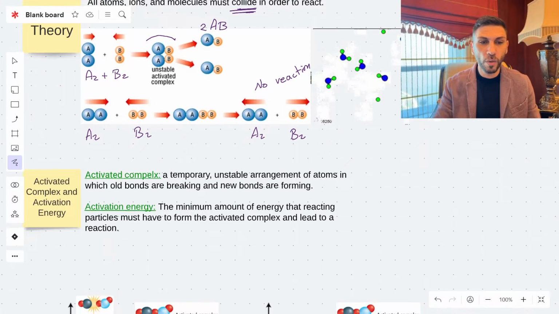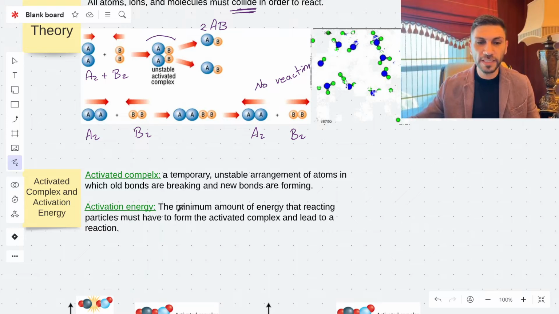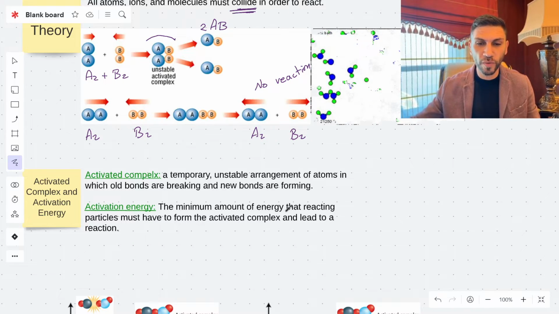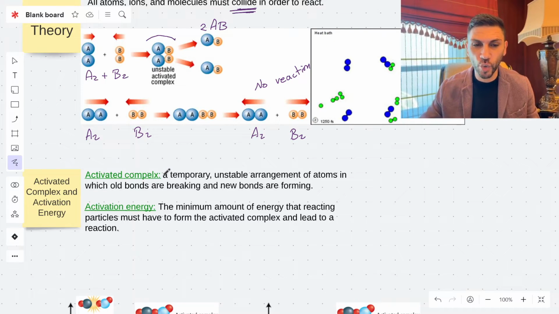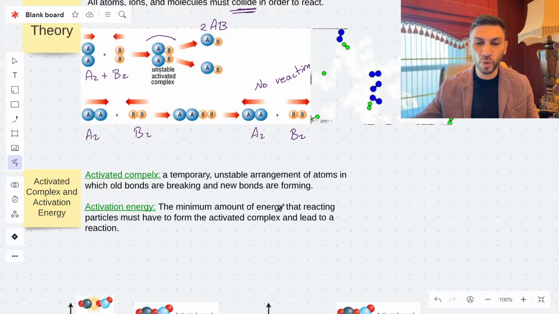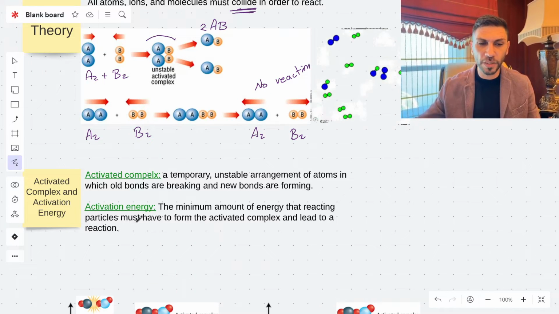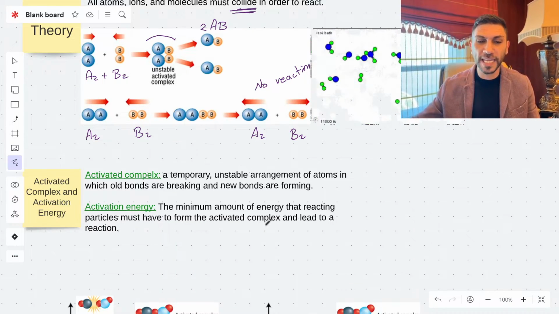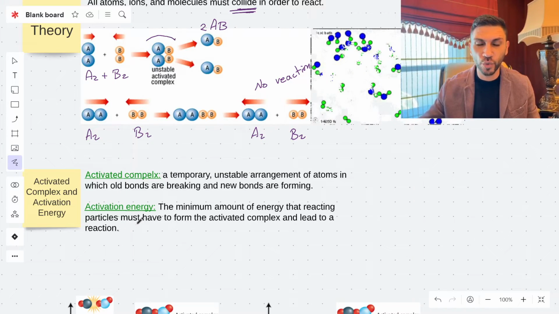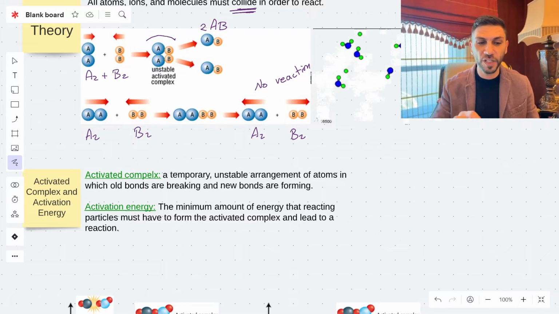Now, what is the activation energy? It is the minimum amount of energy that is required for a chemical reaction to occur, or the minimum amount of energy that reacting particles must have to form the activated complex and lead to the products. We call it the activation energy.